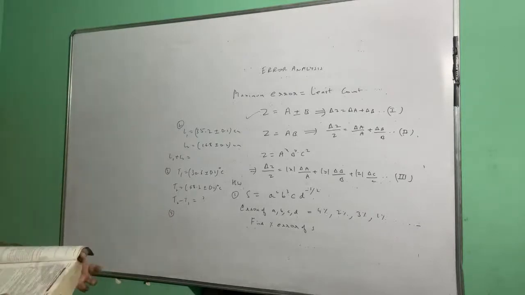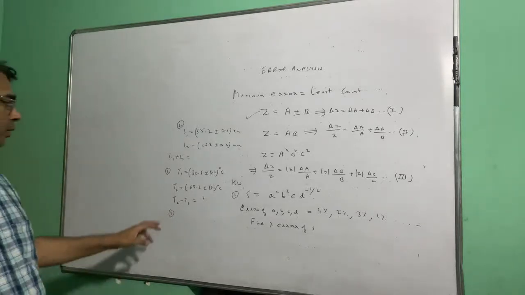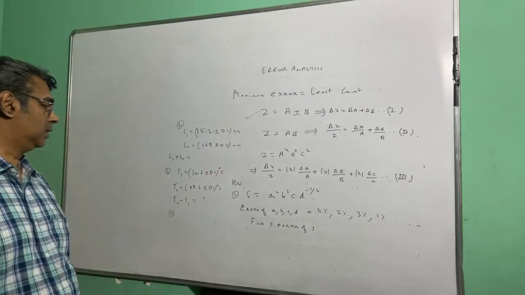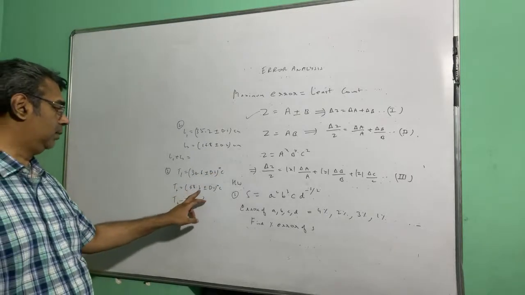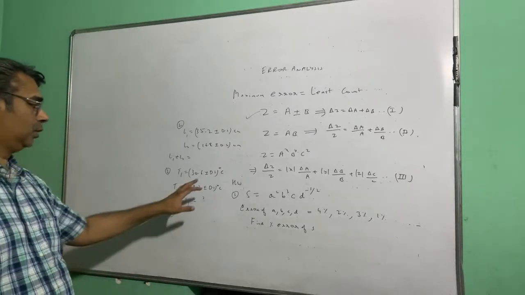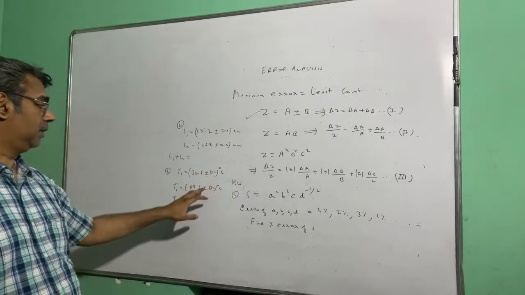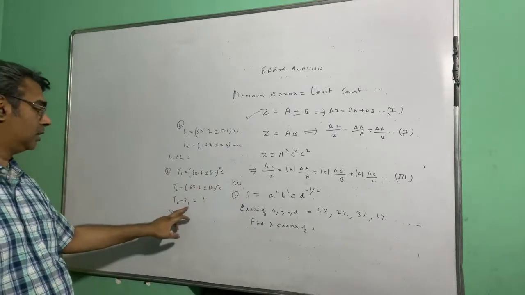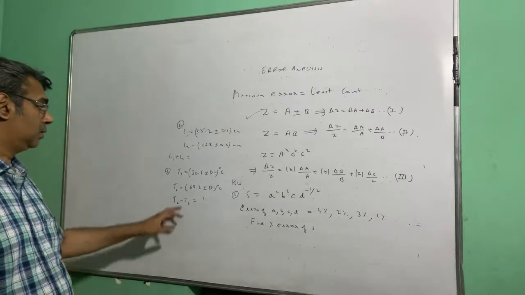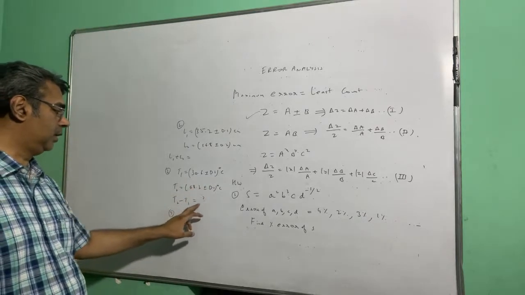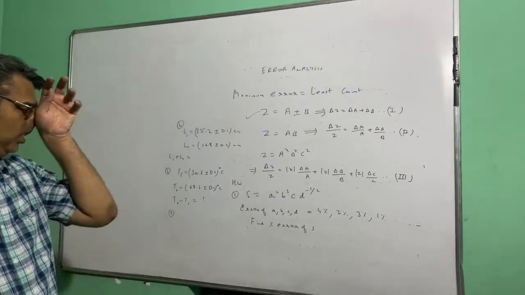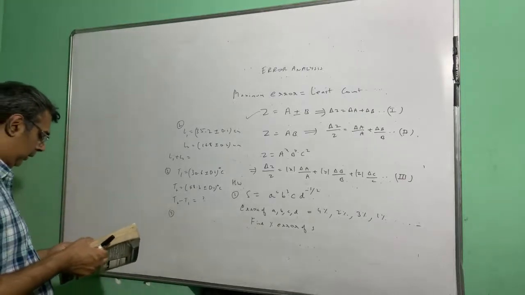Okay, question number 3. Suppose T1 is 30.6 plus minus 0.2 degrees Celsius, T2 is 68.3 plus minus 0.1 degrees Celsius. So these are 2 temperatures. Question is, what is the difference of these 2 temperatures with proper error? What is T2 minus T1 with proper error? You have to say the error also. This is question number 3.